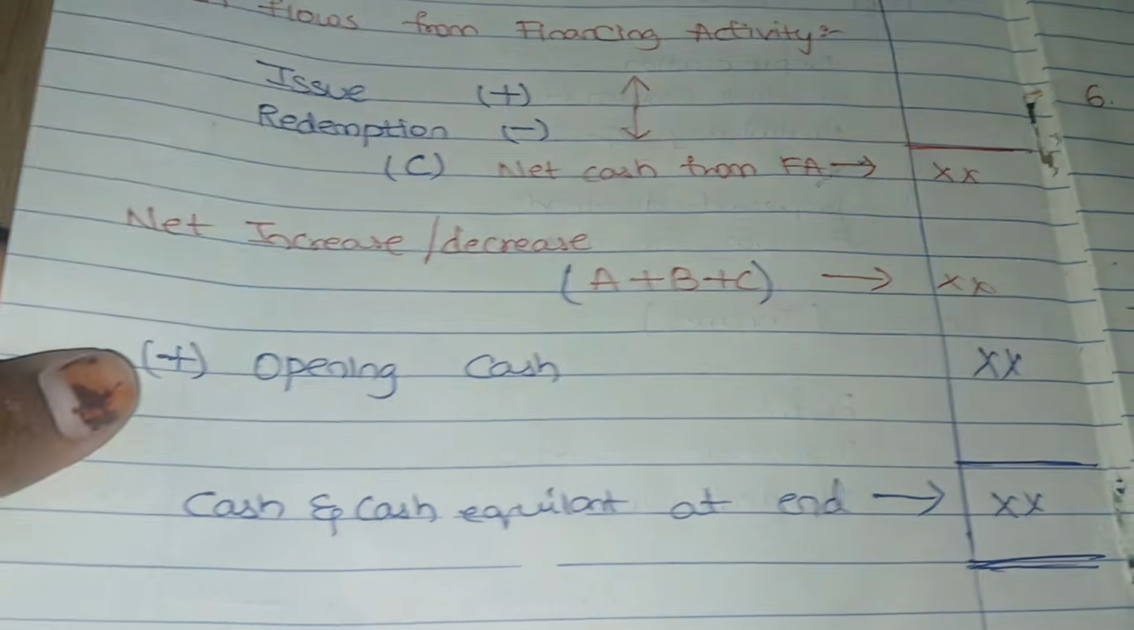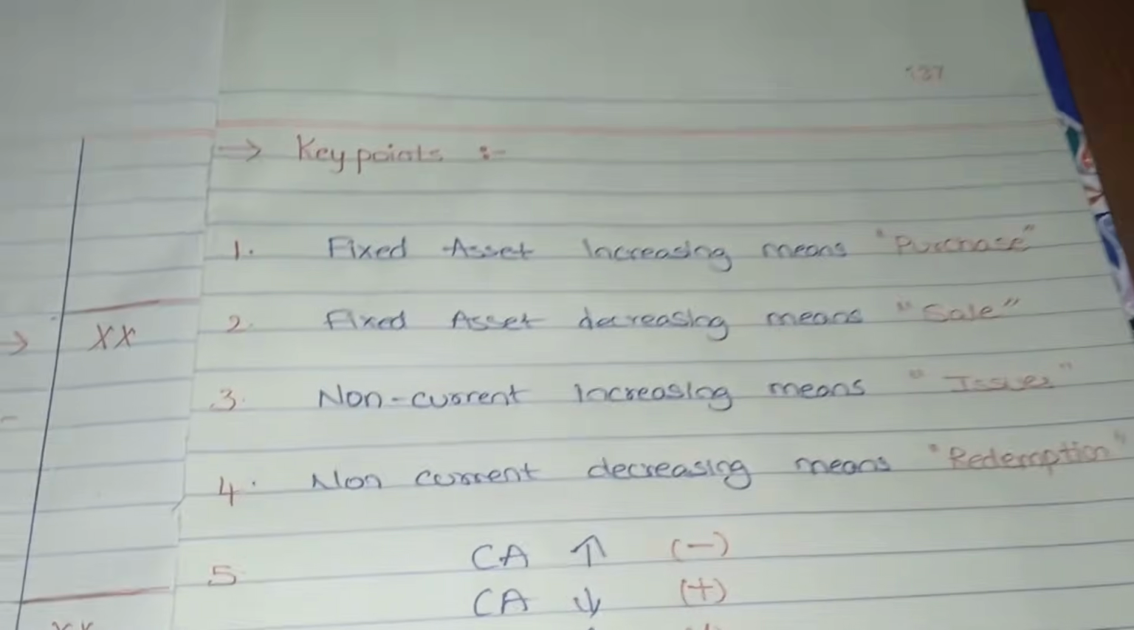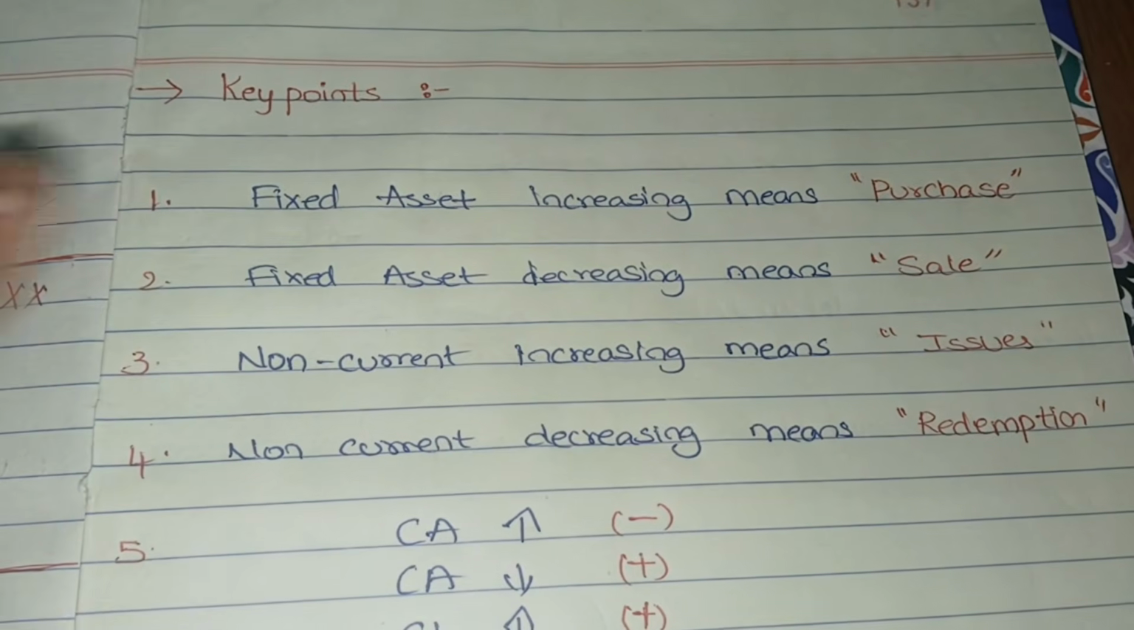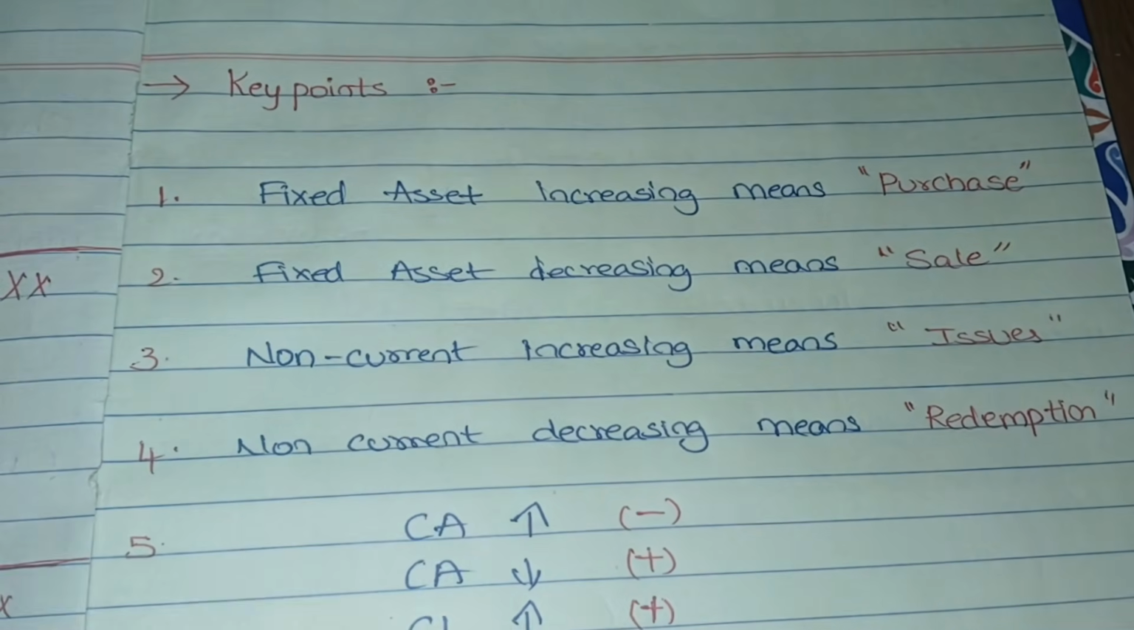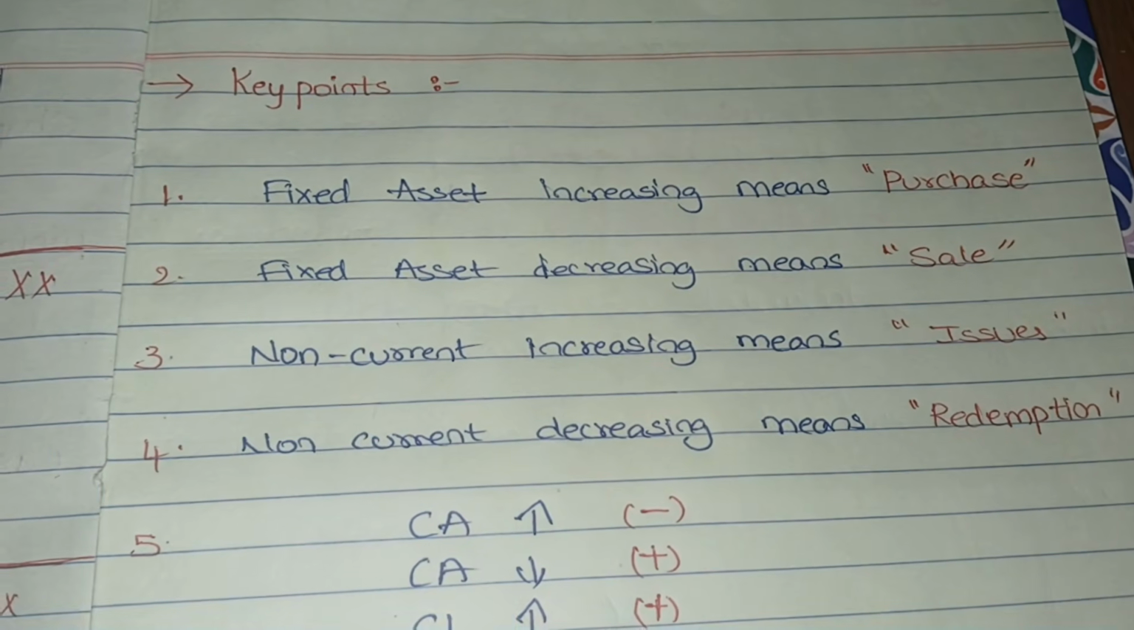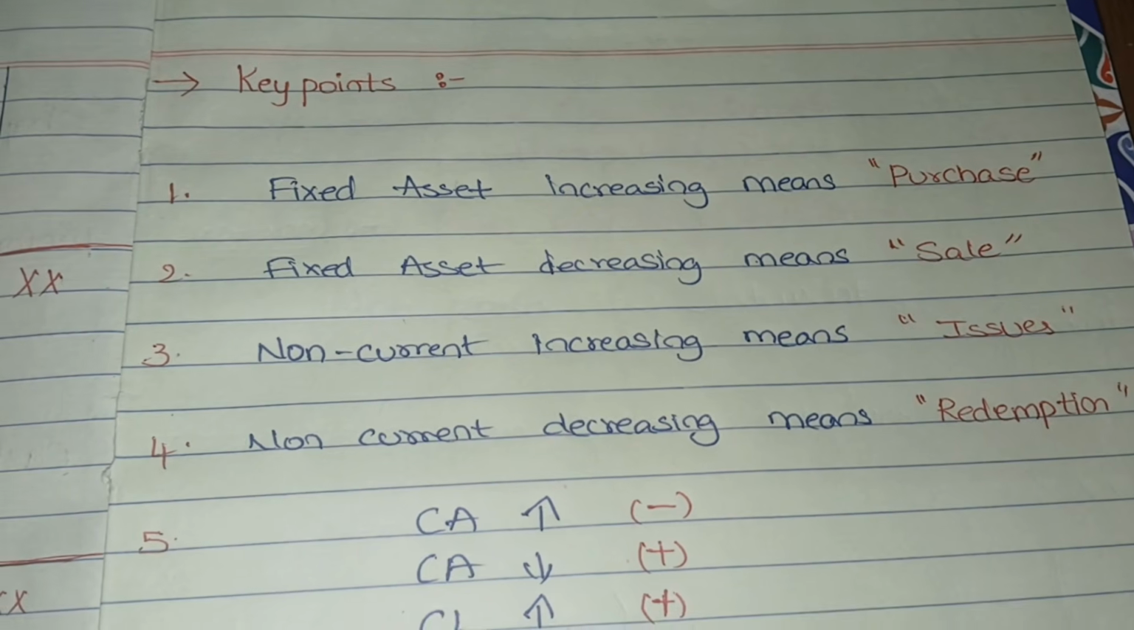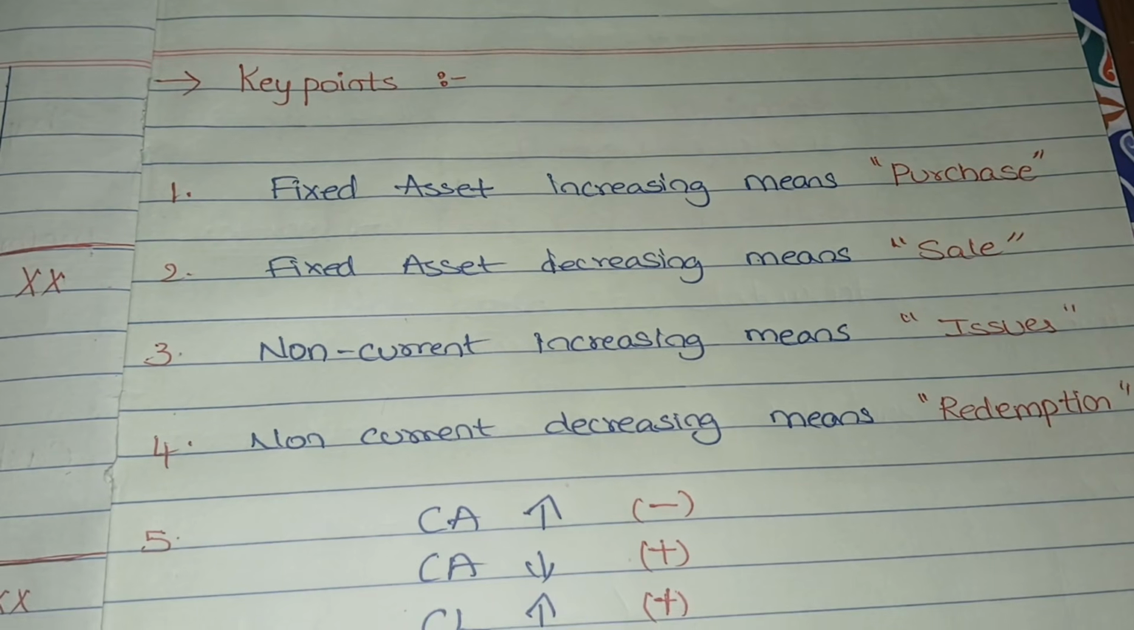I have made some key points regarding this. Fixed asset increasing means it is a purchase. Purchase, what we need to do? Purchase we need to subtract. If a fixed asset is decreasing, we call it a sale. Sale, what we need to do? We need to add.